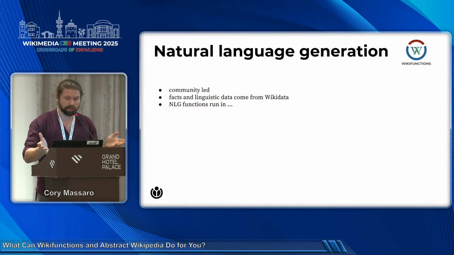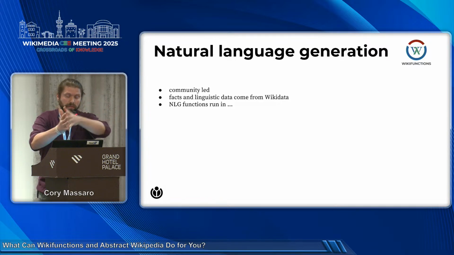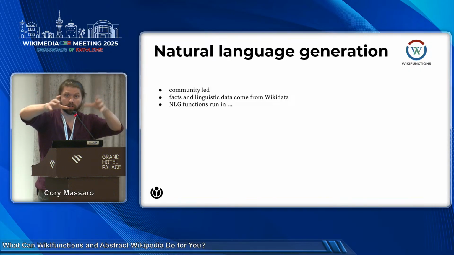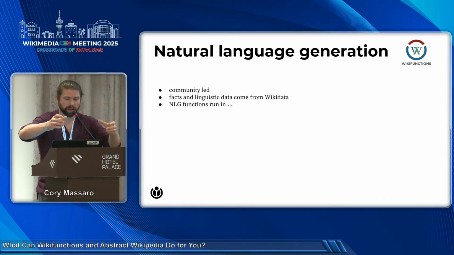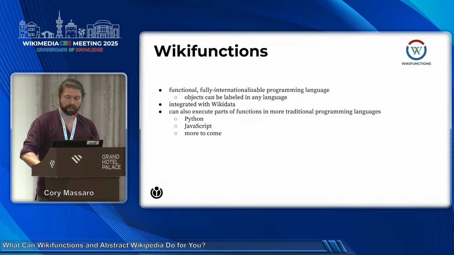So in order to do that, you would use something like natural language generation. That's what Abstract Wikipedia proposes. Abstract Wikipedia proposes a community-led natural language generation effort, community-led from the ground up. So you would start with facts and linguistic data that come from Wikidata. Then you would use some functions that are also built in a community-led way in order to generate strings of text in any language you want. So how do you run those functions? That's where this sibling project of Abstract Wikipedia comes in, Wikifunctions.